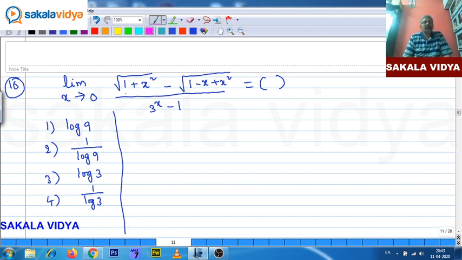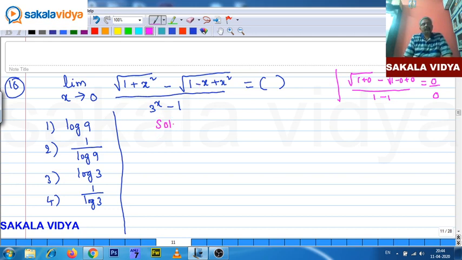Limit x tends to 0, root of 1 plus x square minus root of 1 minus x plus x square upon 3 power x minus 1. Let us substitute the limit first. Root of 1 plus 0 minus root of 1 minus 0 plus 0 by 3 power 0, 1 minus 1. This will be 1 minus 1, 0 by 0 form, indeterminate form. You can apply L'Hospital's rule, or you can rationalize the numerator also. Any of the methods you can apply. So, first, for example, if you differentiate it, what do you get now here?